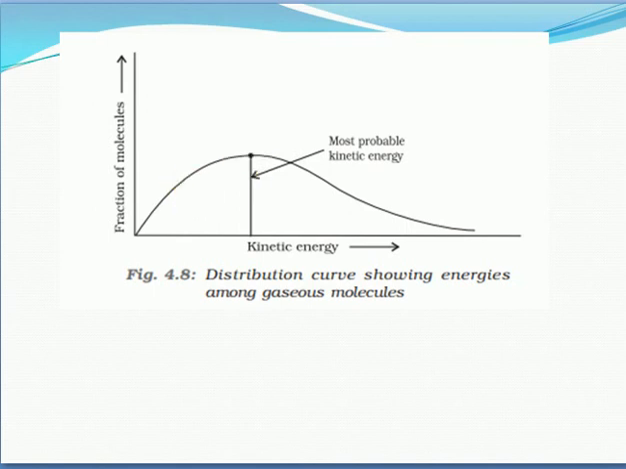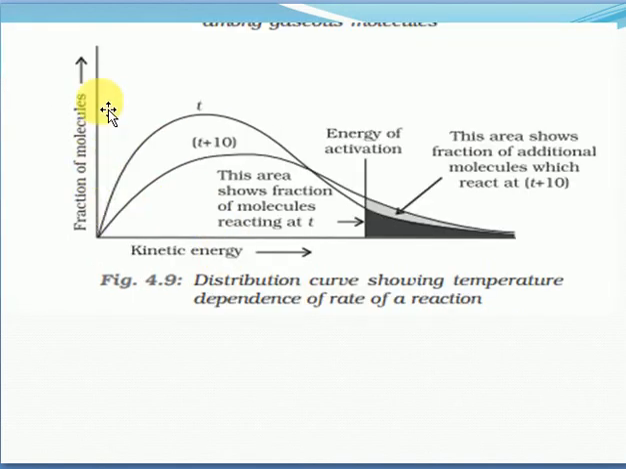Next one is after an increase in temperature. Consider the fraction of molecules versus kinetic energy. I said very clearly, when temperature increases, the kinetic energy of the molecules increases. Before the increase in temperature, most of the molecules have less energy. When I increase the temperature, the graph shifts backward and the value increases. It means more gas molecules have the highest kinetic energy, and highest kinetic energy means they will take part in a chemical reaction.